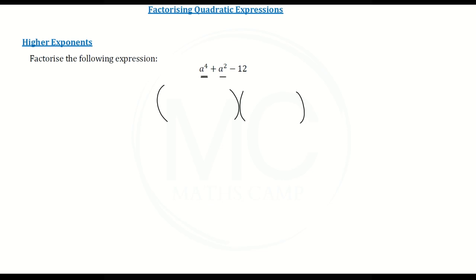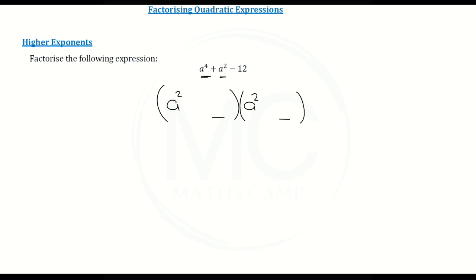A is the variable in the expression. In the first term, we have a to the power of 4. Let's square root it. So we're going to take 4 and divide by 2, which gives us a squared. This becomes the variable in the first term of each bracket. So over here we put an a squared, and over here we put an a squared. We only have one variable in our expression, which is a. So we know that the second term in each bracket will be a constant.